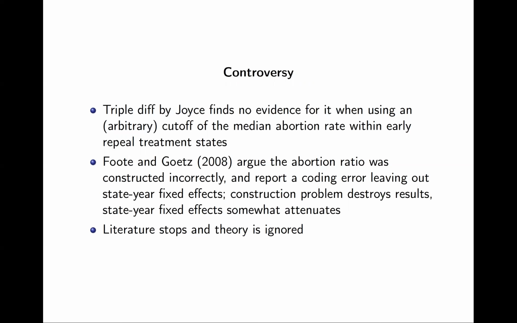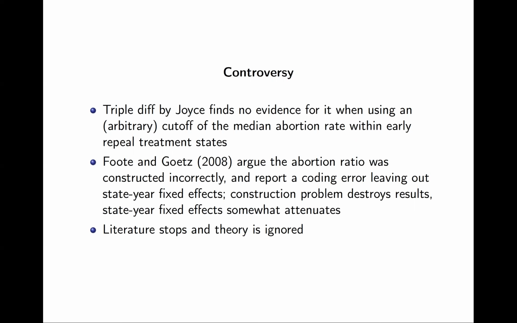It was kind of a complicated variable, particularly since births was in the denominator and was endogenous to the abortion legislation in the first place. So they corrected it. They said it was mechanically tied to declining crime rates. And then they found a coding error where they said they included state-year fixed effects, but in fact had not included state-year fixed effects. And when you did both of them, the effects went away.